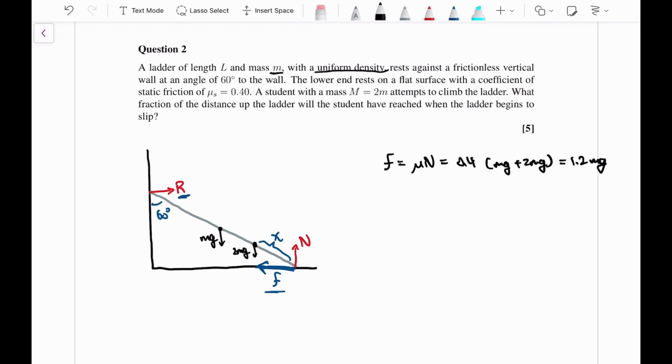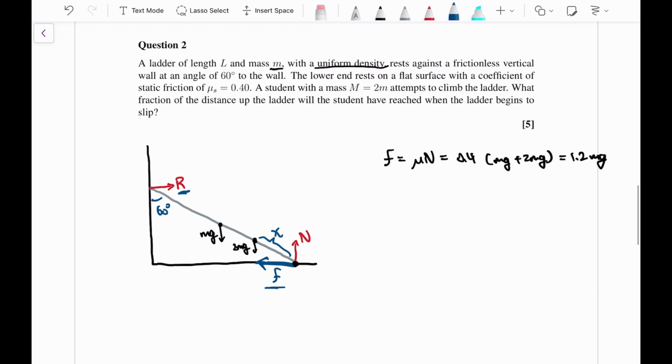What we can do now is consider the moment around this pivot. So let's resolve the angles first. Over here, we know that this will be 60 degrees because this is parallel, and then this will be 60 degrees as well. And for R, this will be 30 degrees. And so therefore we can write down this equation.